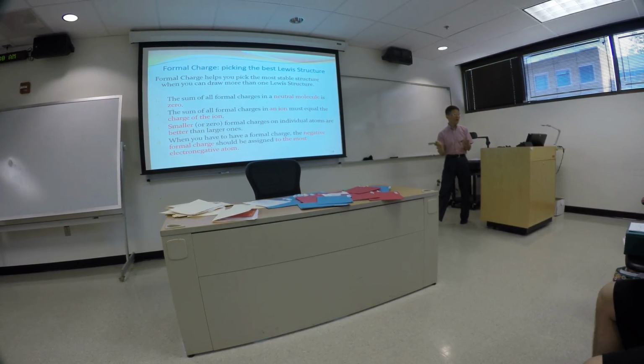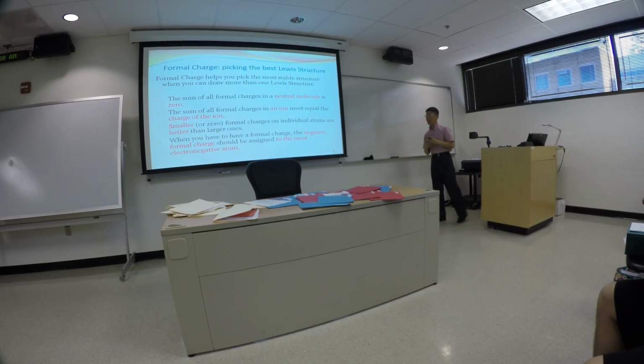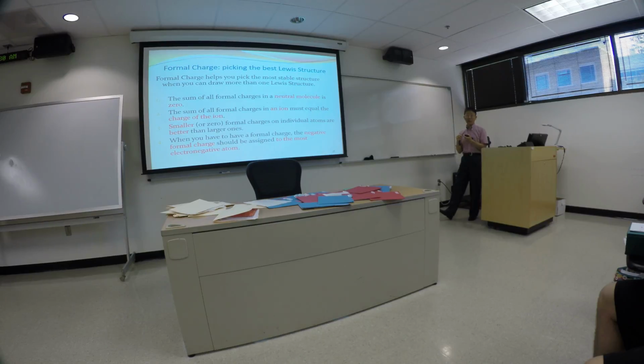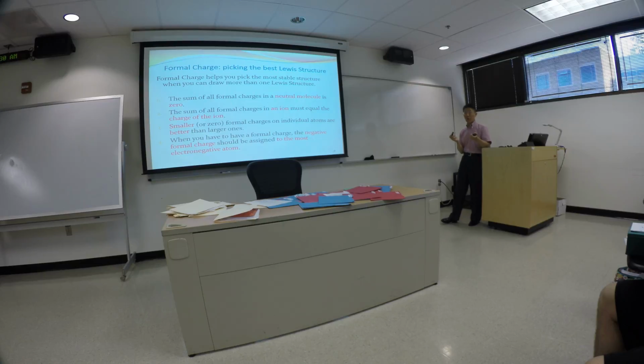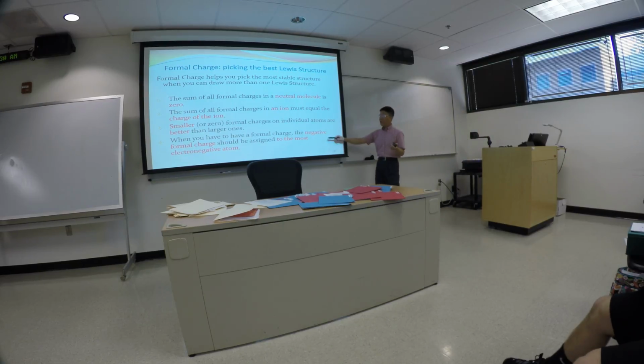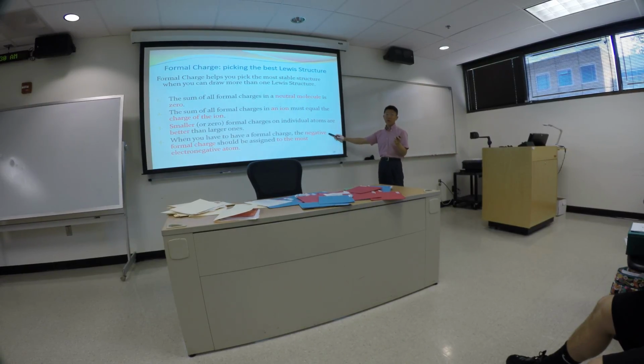And when you have to have a formal charge, and this is probably the most important thing you need to remember, the negative formal charge must be on the most electronegative atom, which only makes sense. How do we define electronegativity? The ability of the atom in the molecule or ion to attract electrons toward itself. So the most electronegative atom has the strongest ability to attract electrons toward itself, and then it should bear the negative charge. This is something you do need to remember.